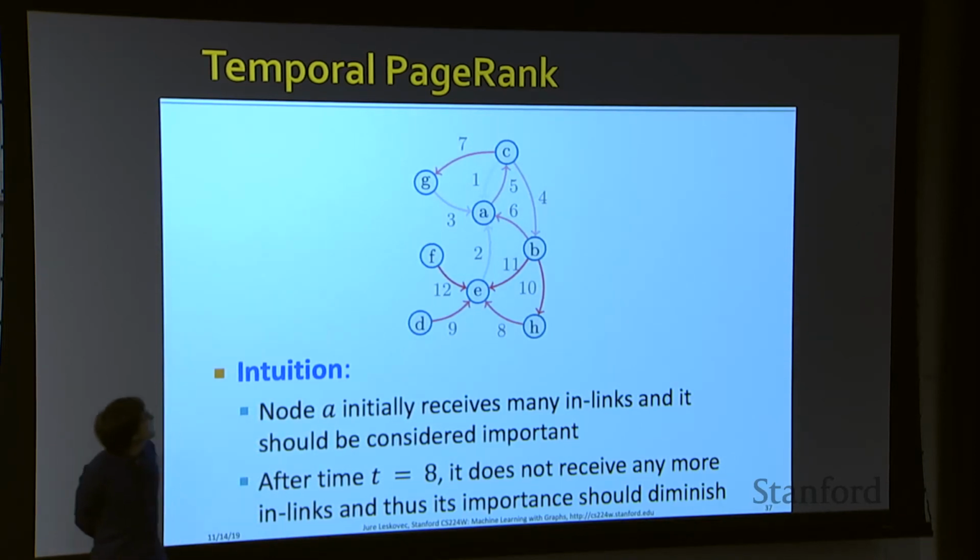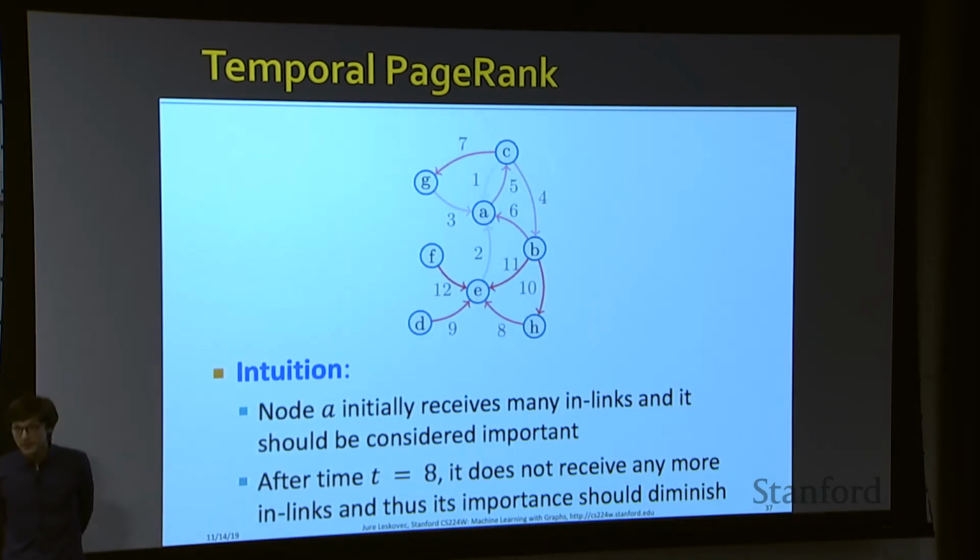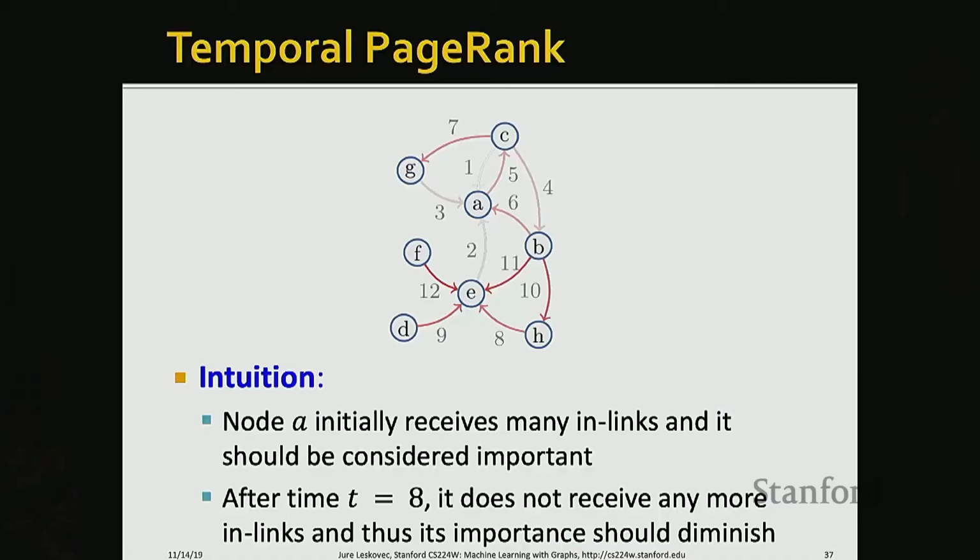So now what I would like to do next is to talk about a generalization of PageRank, right? So the idea now will be the following. Imagine, again, I have some temporal network. Then what I'd like to do is model how the PageRank of a given node changes over time, right?